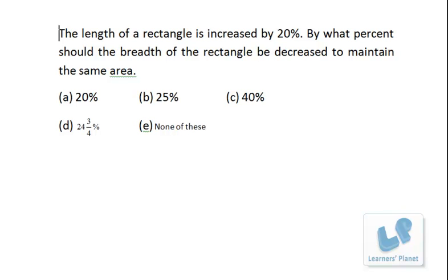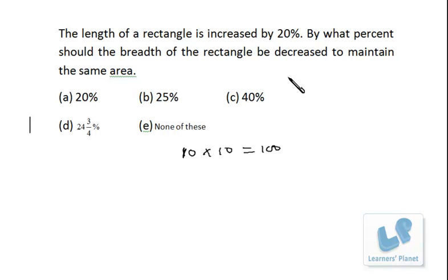First of all, let's see a simple question, and gradually I'll be explaining to you the entire concept. The length of a rectangle is increased by 20%. By what percent should the breadth of the rectangle be decreased to maintain the same area? Let's begin. I assume the rectangle's initial length is 10, initial breadth is also 10 and initial area will be 100.